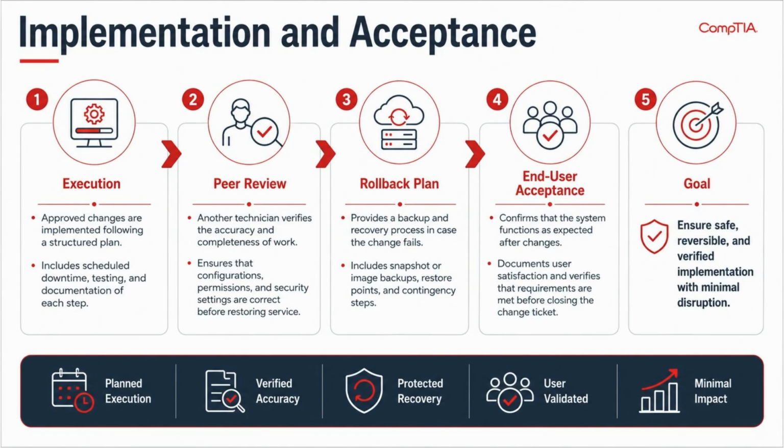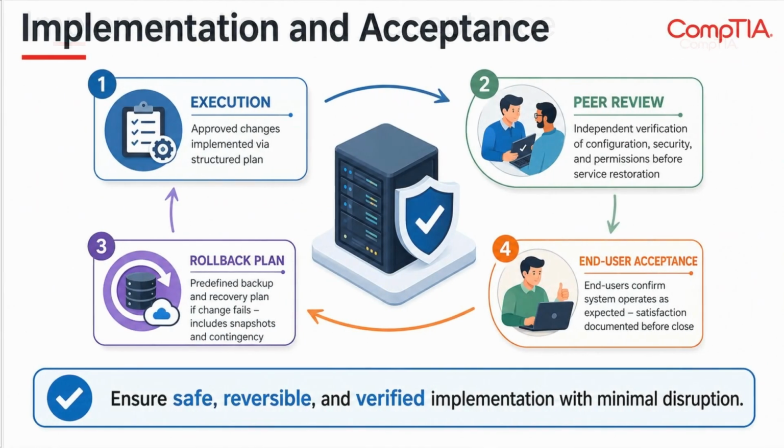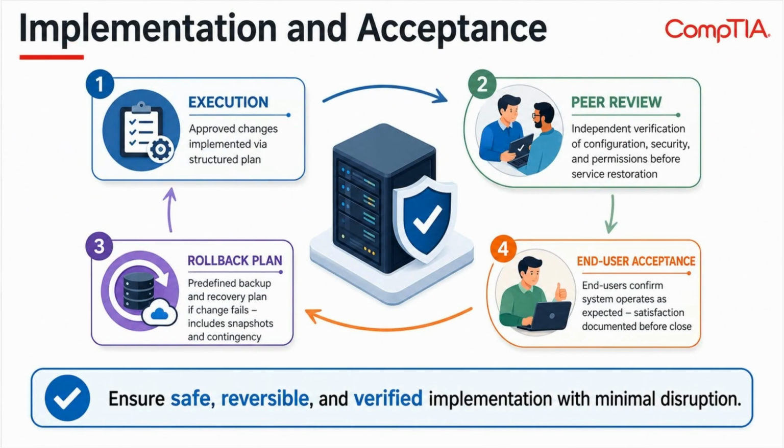A rollback plan provides a backup and recovery process in case the change fails, including snapshot or image backups, restore points, and contingency steps. End-user acceptance confirms the system functions as expected, documenting satisfaction before closing the ticket. Here's what a completed rollback plan actually looks like. Notice the specific steps to undo the change and the backup data it points back to if something goes wrong.